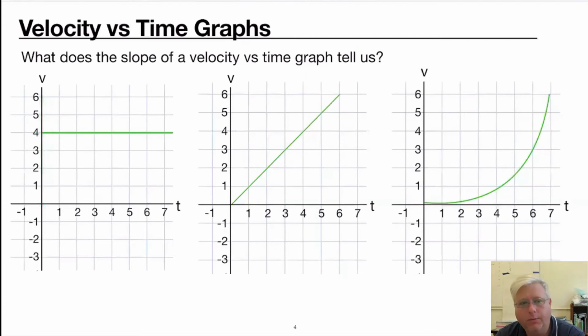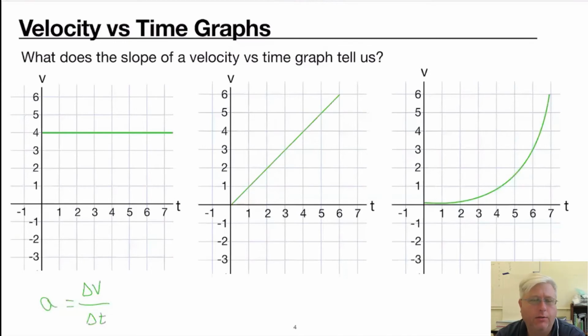So what does the slope tell us? Well, remember, slope is rise over run. And so what's rise here going to be? It's going to be delta v. And the run's also, again, going to be delta t. When we have a change in velocity over a time interval, that's what we call acceleration. So the slope of a velocity versus time graph is acceleration. And we symbolize that with a lowercase a.